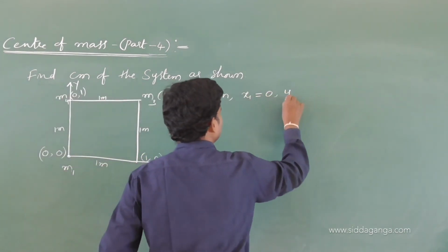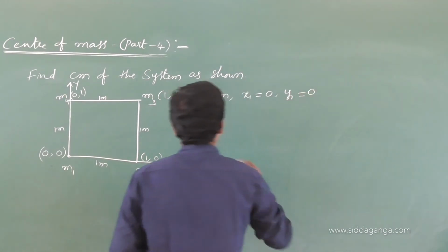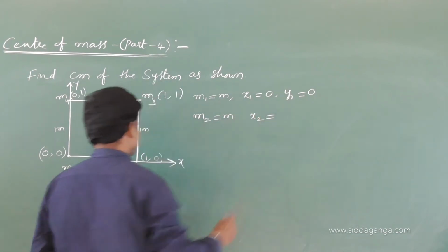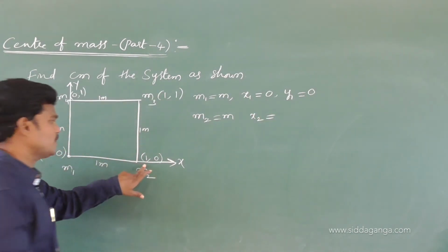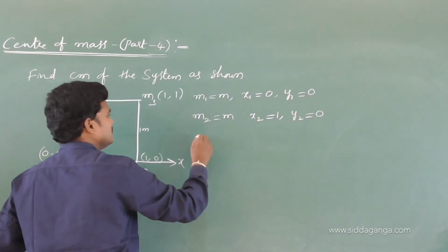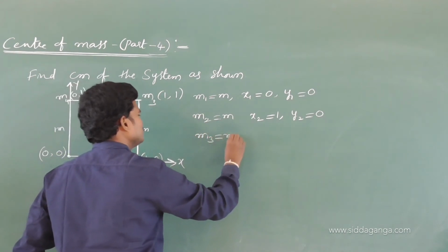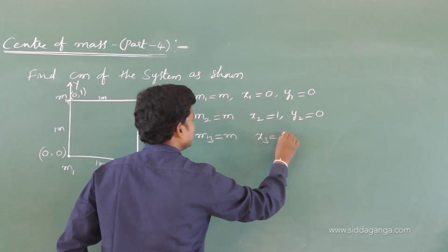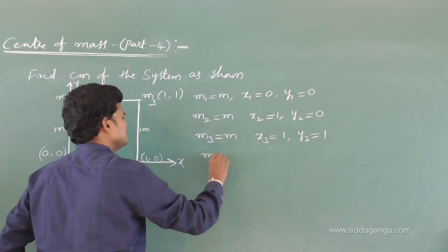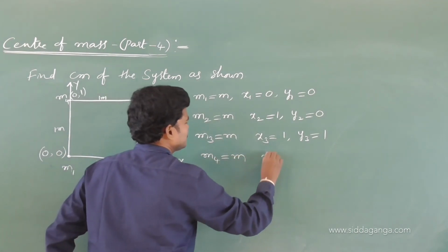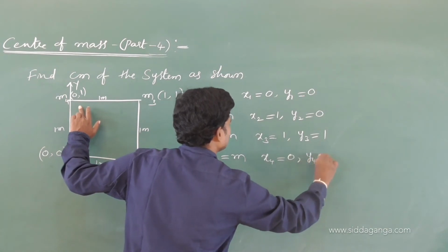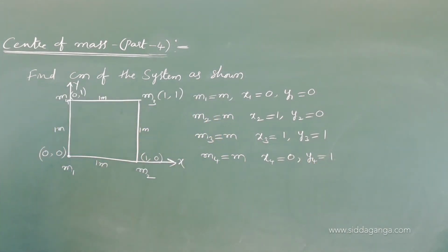So write along with me. m2 also m, x2 is 1, y2 is 0. m3 is also m, x3 is 1, y3 is 1. These are very easy level questions. m4, x4 is 0, y4 is 1. Then find XCM, YCM.